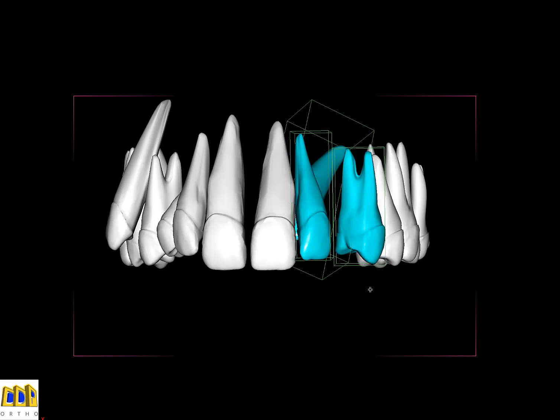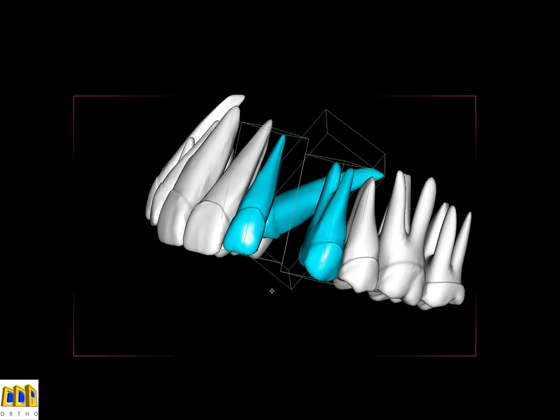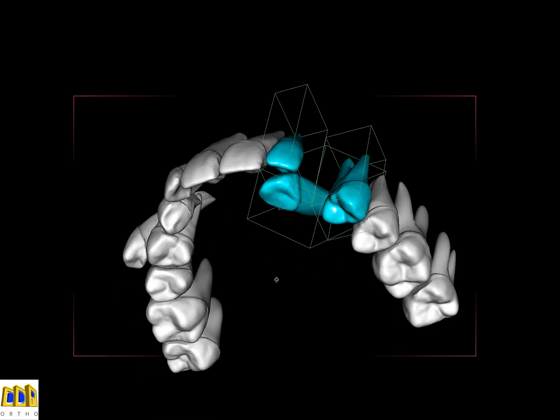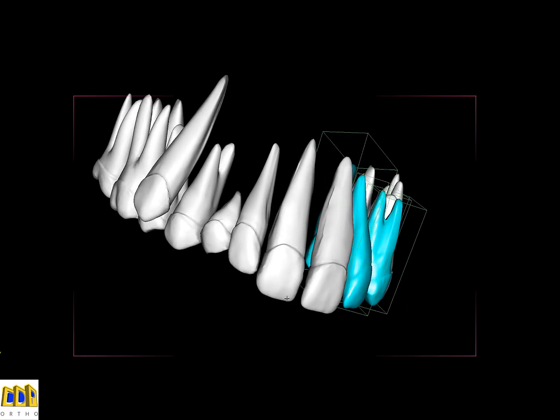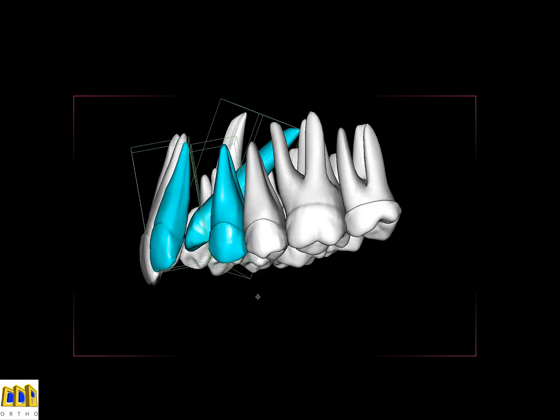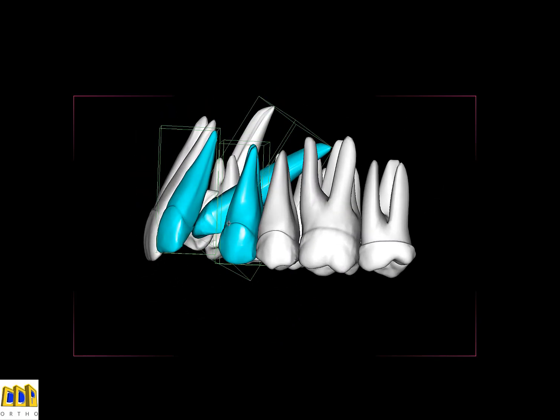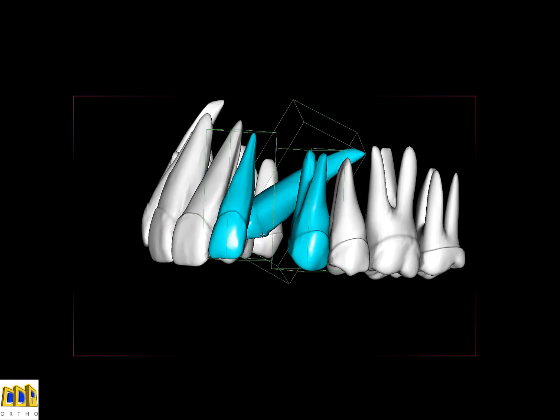In cases of impacted canines, as shown here, the tooth movement is much more complicated than it appears. You have to set a very complicated biomechanical system to get this canine to get into this space, if the space is present.